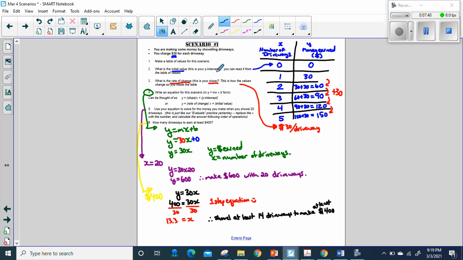So I gave you a scenario. We put it in a table of values. Initial value was my 0. How it's changing is my rate of change, or my slope. Pop those numbers together in my equation, and then I can stick any number I want in for x or for y, and I can solve. And I know how to do that. Beautiful.